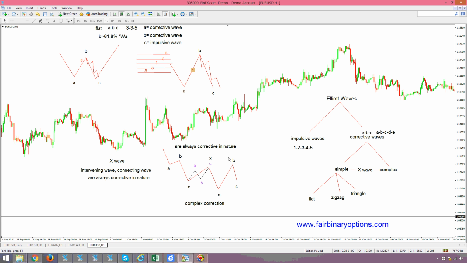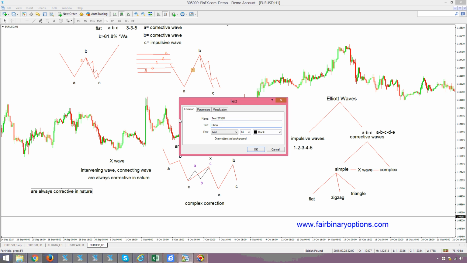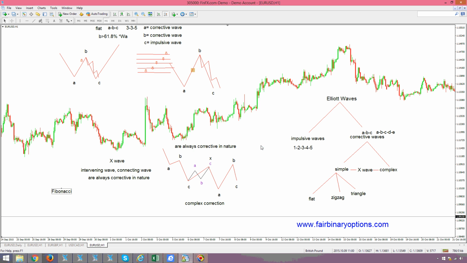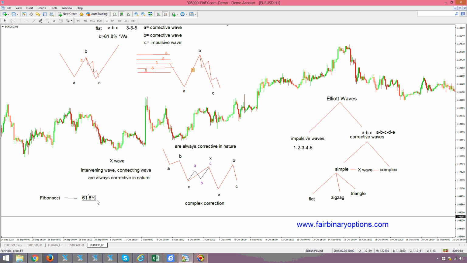And now comes the difference between different X-waves. What makes a complex correction pattern to be interpreted with an X-wave? Everything starts with the Fibonacci. When it comes to Fibonacci, everything goes with, of course, 61.8, or the golden ratio. The 61.8% retracement.